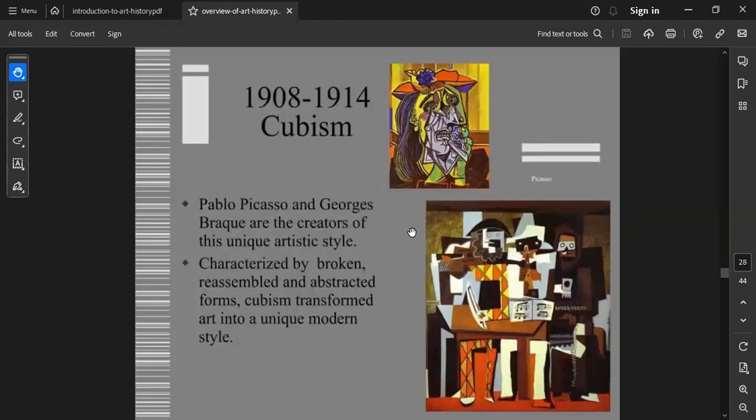Then we had Cubism, between 1908 till 1914. Pablo Picasso was one of the pioneer artists who is considered to be the forebearer of this form, Cubism. And Cubism was not just there in art; it influenced the fashion industry, architecture, sculpting industry, everything. And also Georges Braque was there.